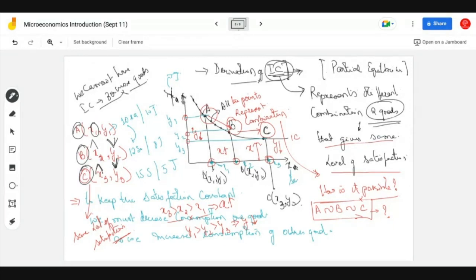Okay. So this is how we derive the indifference curve. Okay. Now again in the next lecture, we'll see what the properties of the indifference curve are. Then how the indifference curve behaves, or how we can represent the indifference curve for different types of goods. What are the characteristics of the indifference curve? So all of these things we'll be looking at in the next lecture.